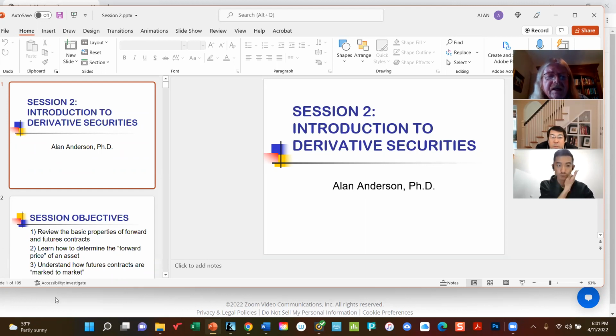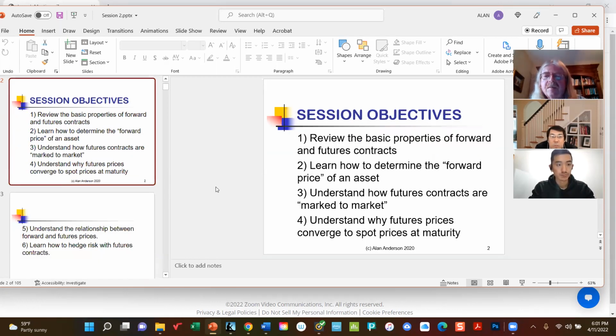So we'll start by looking at, once again, the properties of forwards and futures, which we've already seen. But now we're going to start looking at how to price or calculate the forward price of an asset. Maybe take a little more in-depth look at how futures contracts are marked to market, understand why futures prices converge to spot prices at maturity. And in the process, by the way, we're going to be introduced to an incredibly important concept in the derivatives markets, which is called arbitrage. So we'll be looking at that in a bit.